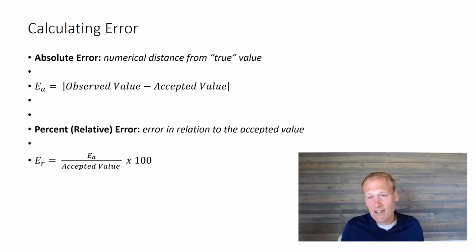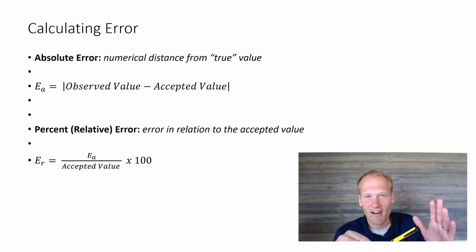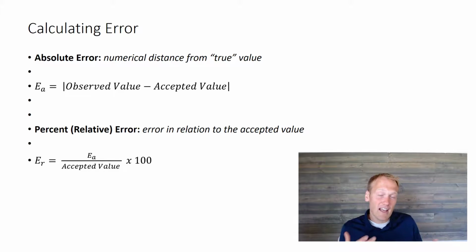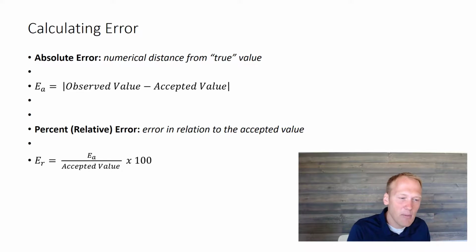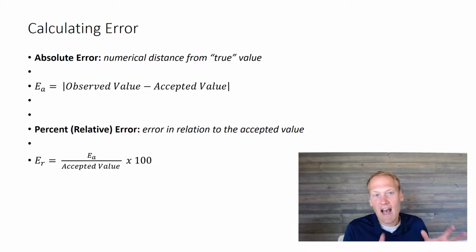But that can only tell us so much. So for instance, if I said you were off by 3 inches, that doesn't sound too bad if you're measuring the distance from here to your house. But if you were off by 3 inches when measuring a pencil, that's pretty bad. That's a lot of error. So absolute error can be helpful, but percent error puts it in perspective. How much error is that based on what we're measuring?